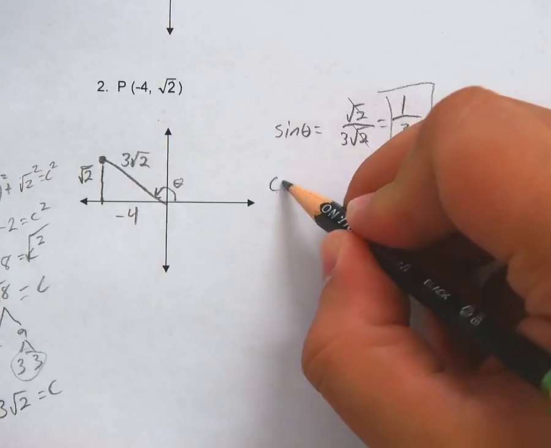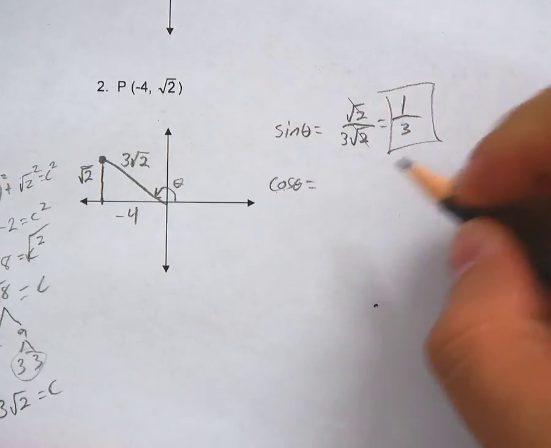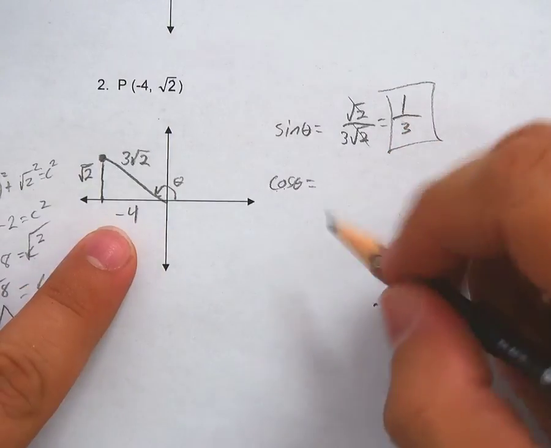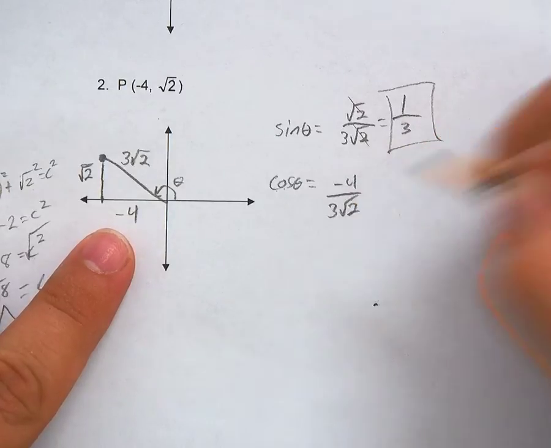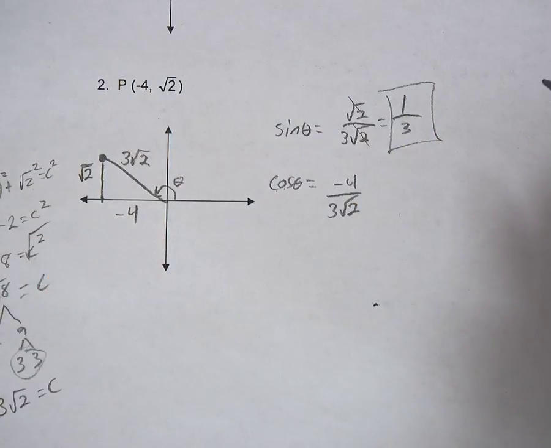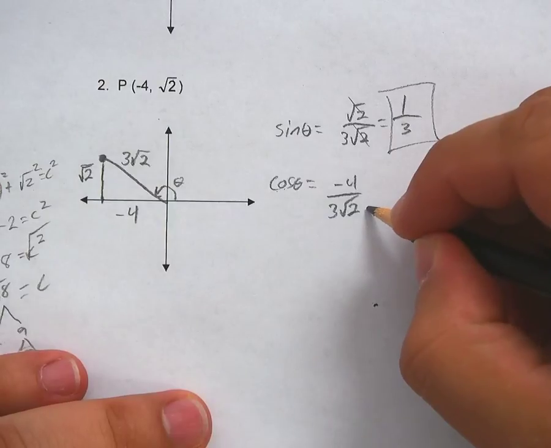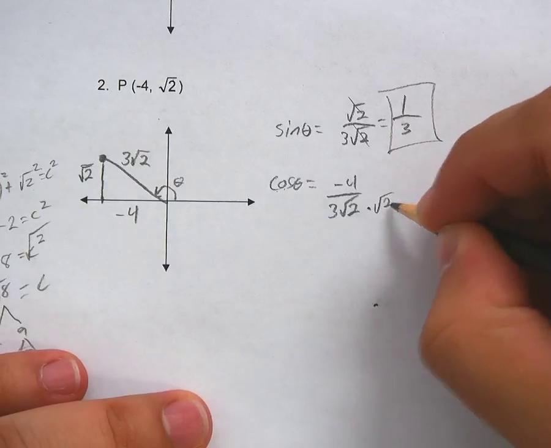You got the cosine of theta is x over r, so that's -4 over 3 square root of 2. Now you know you can't leave it like that, because the square root does not go in the bottom. So just like before, times the square root of 2.